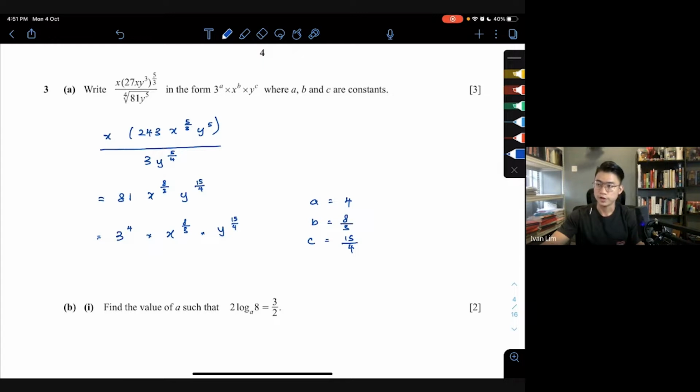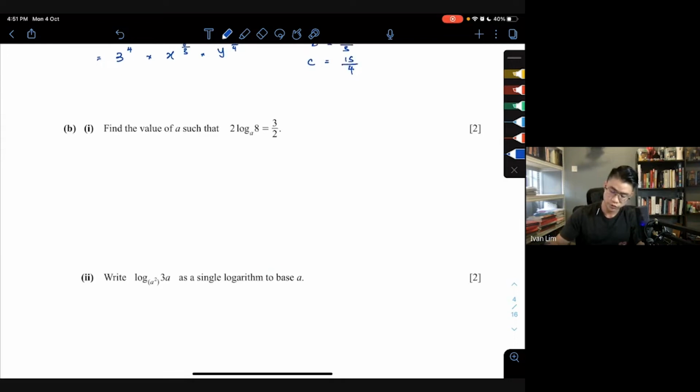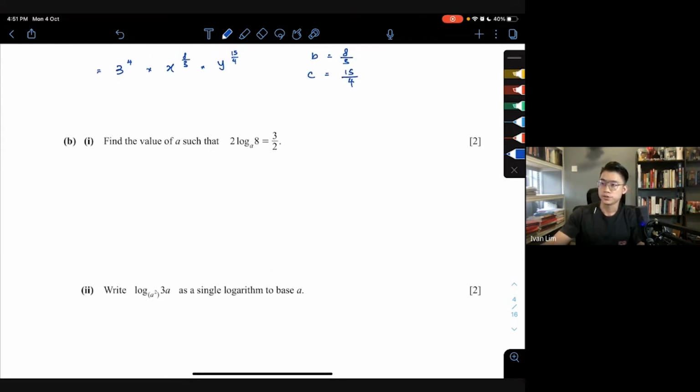Okay, second one, find the value of a such that 2 log a 8 equals 3 over 2. So how do you do this? Just change from log form to indices form. I've got the 2 in front, so I bring it over to the other side first. So it'll be 3 over 4. And a to the power 3 over 4 equals 8. I want to bring it over, then it will be 8 to the power of 4 over 3. Type this in the calculator, you get 16.